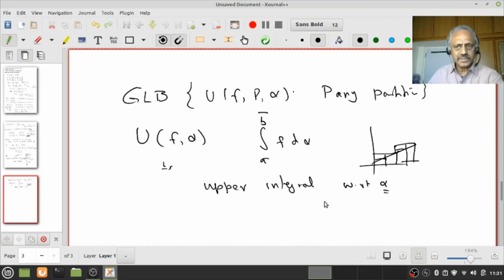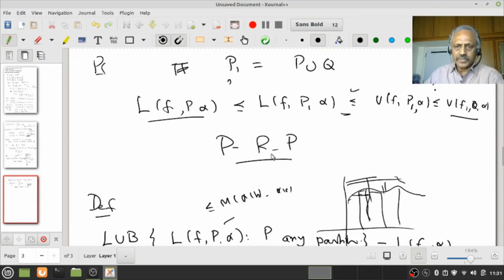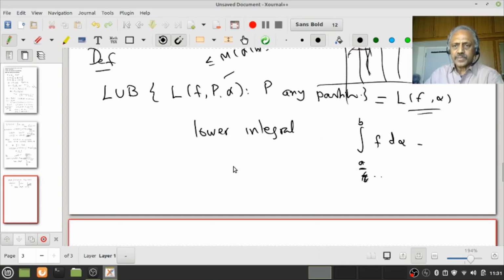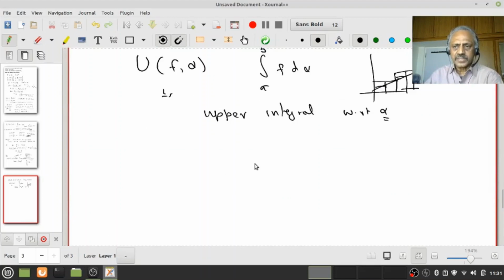Have you understood? Okay, so I have defined, for any bounded function and for any increasing function alpha on the interval [a, b], what is meant by lower integral and upper integral. So lower integral in some sense tries to approximate the area under the graph from inside. Upper integral tries to approximate the area from outside. Very good.